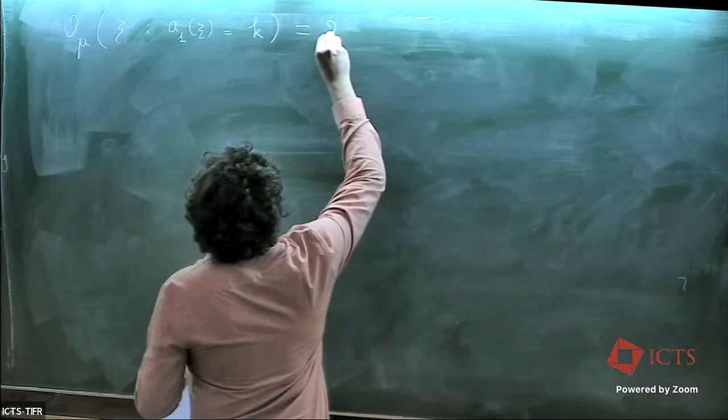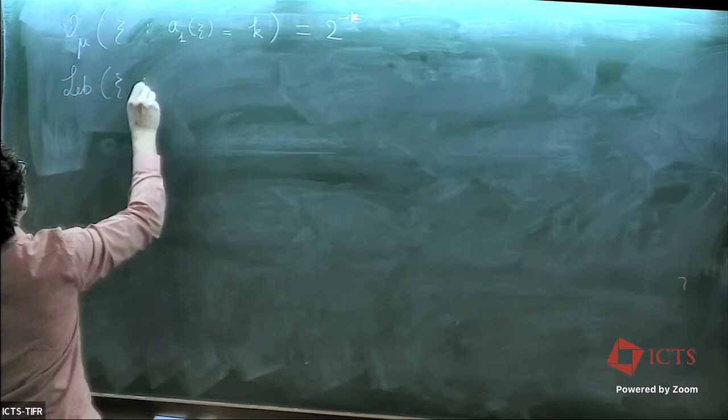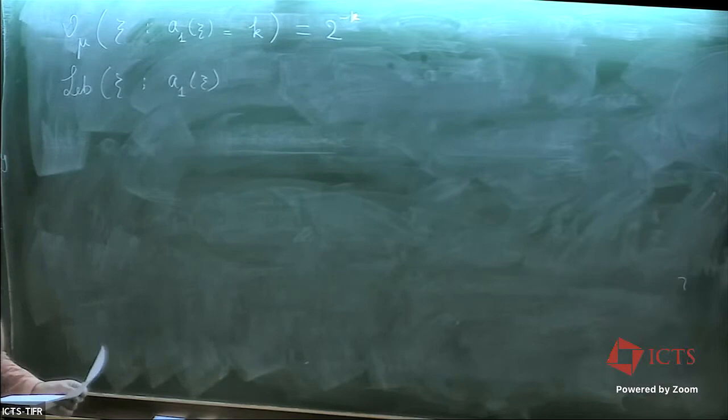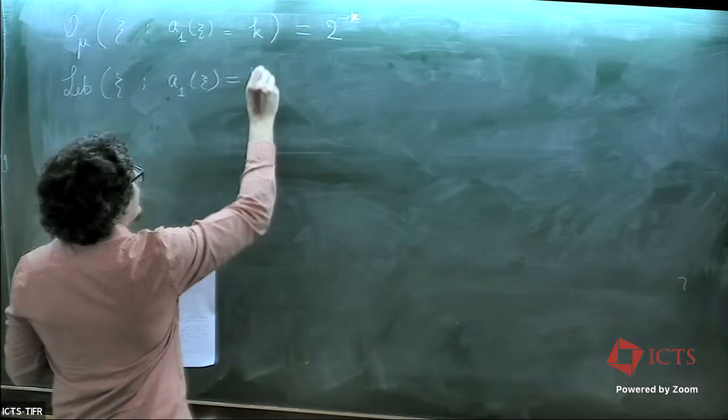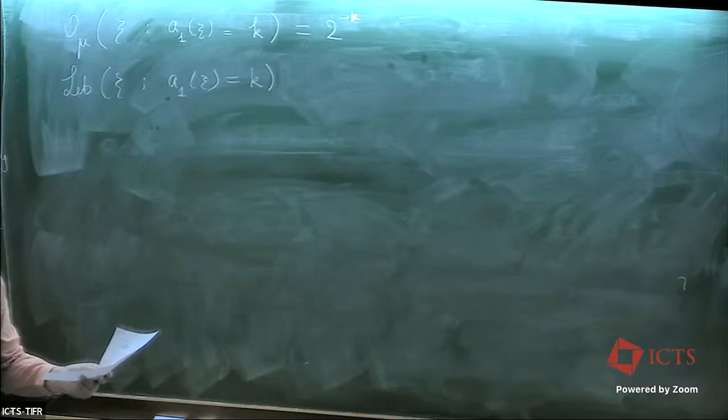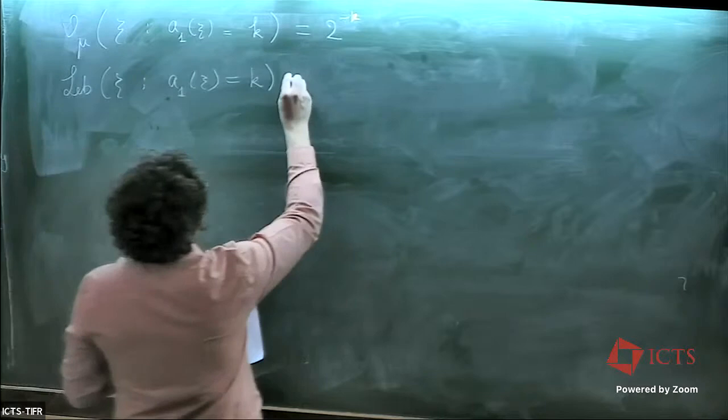And in terms of the Lebesgue measure, what is the probability that, if you take a random number between zero and one, the first coefficient of its continued fraction expansion is K? If you give a random number, what's the probability that its continued fraction expansion starts with K? What are such possible numbers?